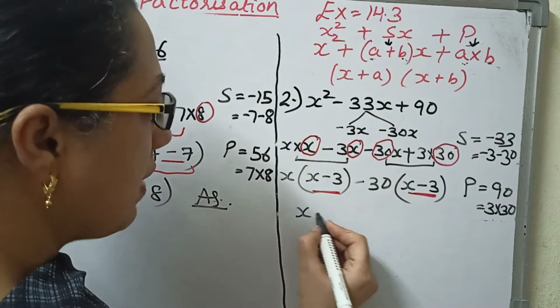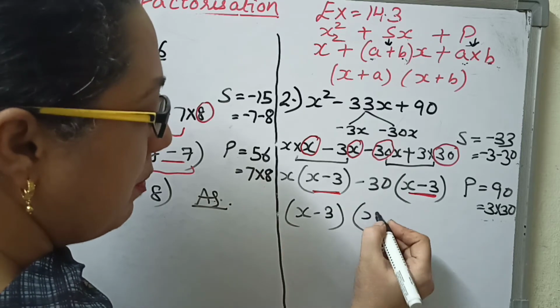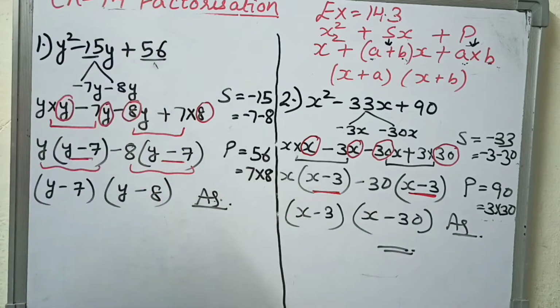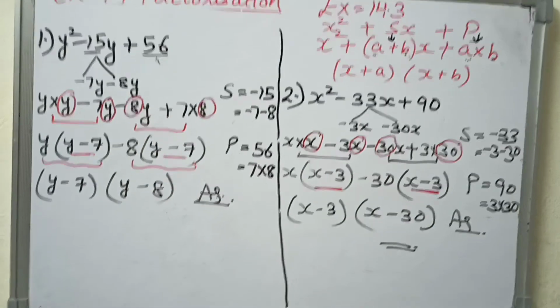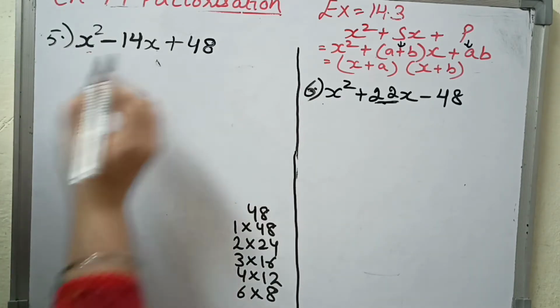Now take x minus 3 common, and the terms which are left we write down inside the bracket, that is x minus 30. So this is the answer of the sum number. Sum number 5, x square minus 14x plus 48.